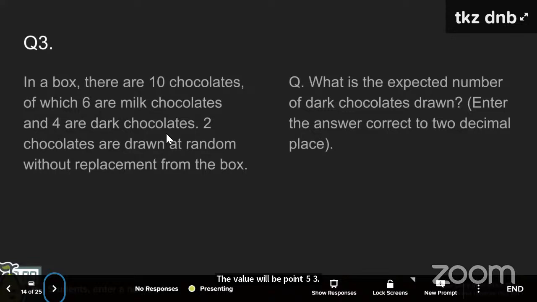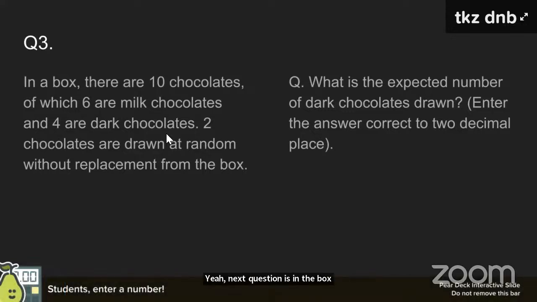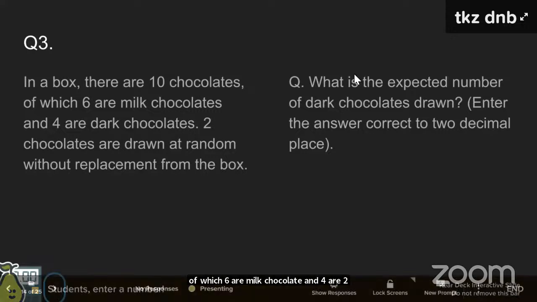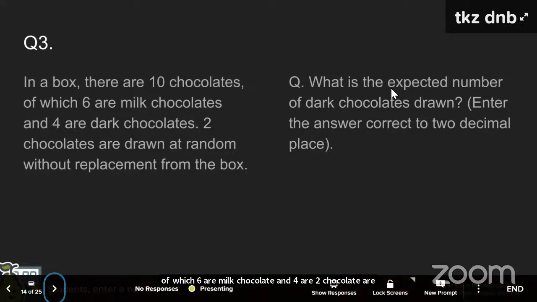Yeah. Next question is, in the box, there are 10 chocolates, of which 6 are milk chocolate and 4 are dark chocolates. 2 chocolates are drawn at random without replacement from the box. What is the expected number of dark chocolates drawn?